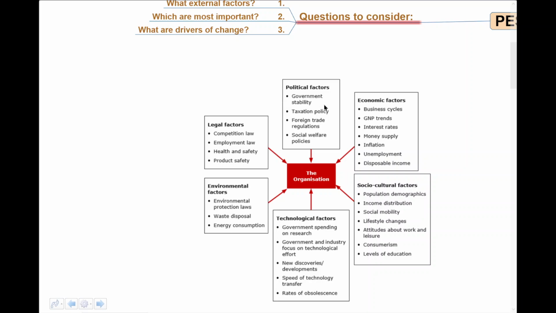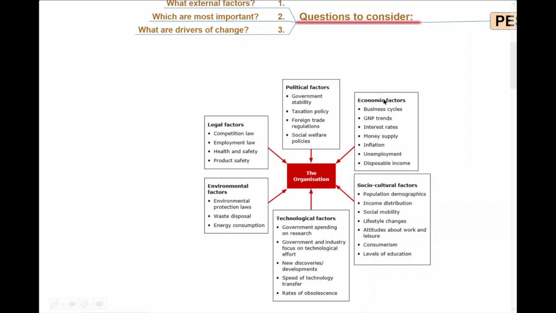In addition to that, is there an election looming? Perhaps a socialist party, left wing, is in situ. Perhaps we expect a change of government. Is that going to affect us? So really, just taking political as an example, you can see how different areas will affect different companies in different ways. Another quite simple one, obviously, to take in hand is economic factors.